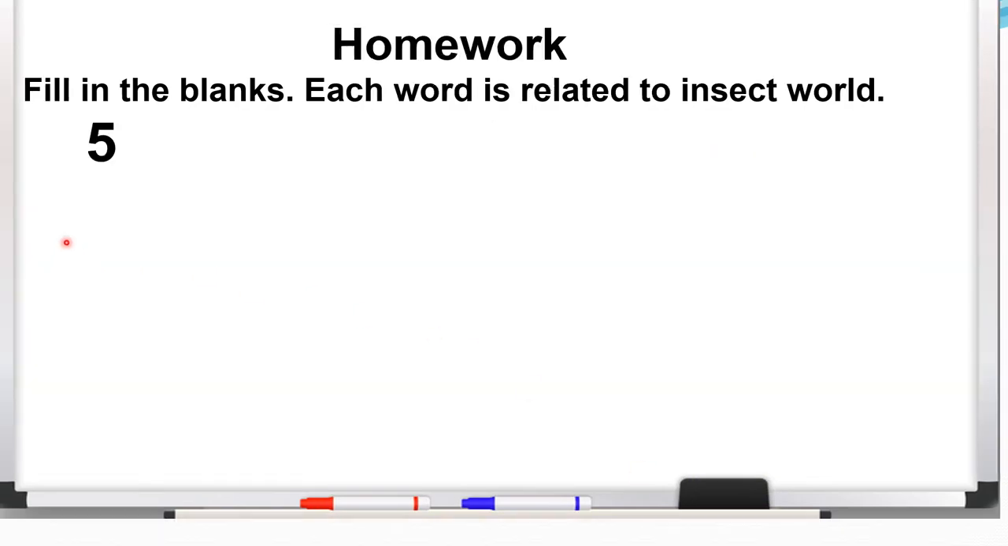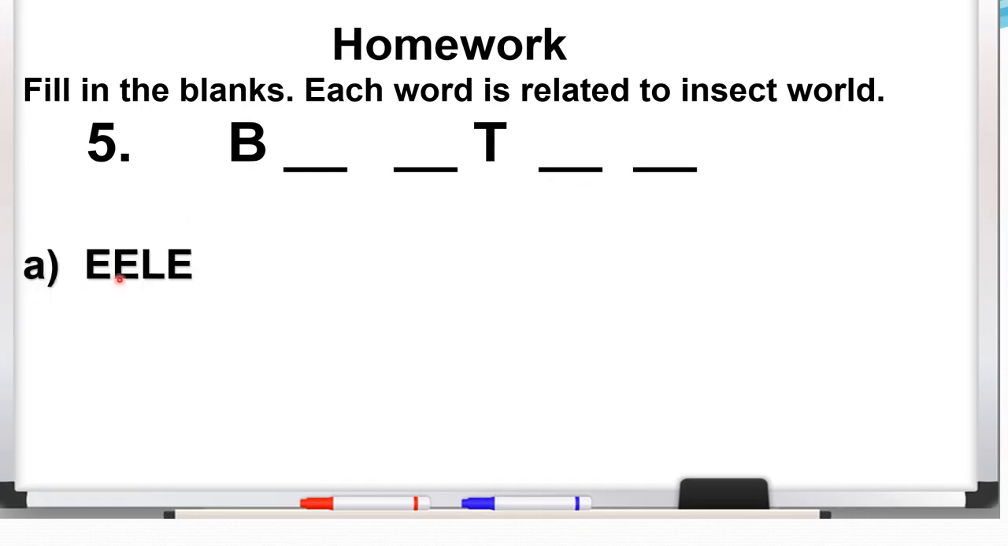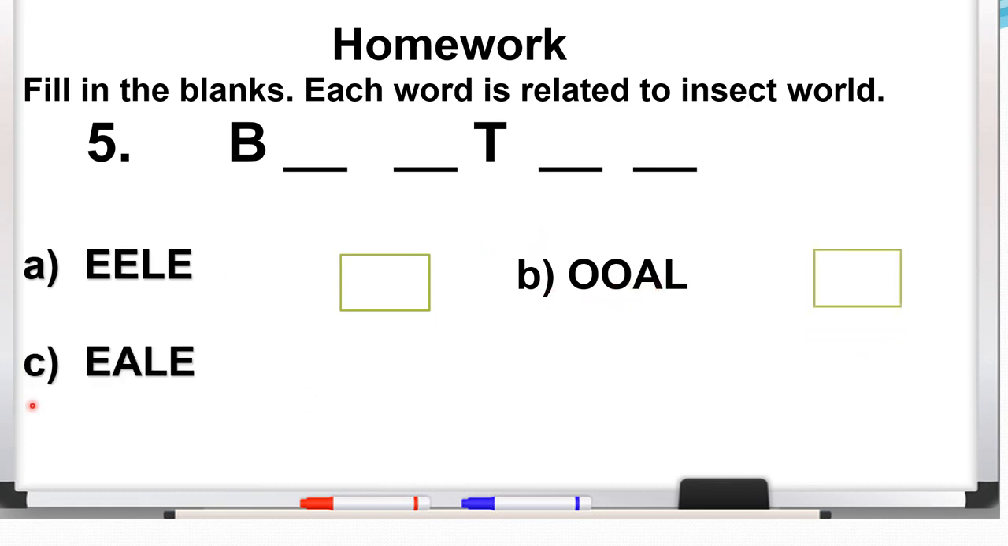Question number 5 is B dash dash T dash dash. Okay, options are A double ELE, B option is double OLA, C option is EALE, and D is triple AL. Okay, so you have to fill the blanks to come to know which insect name this is. Okay, beta.